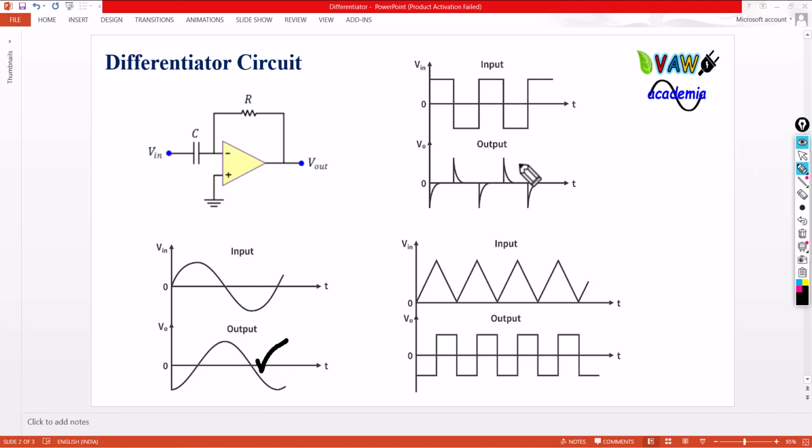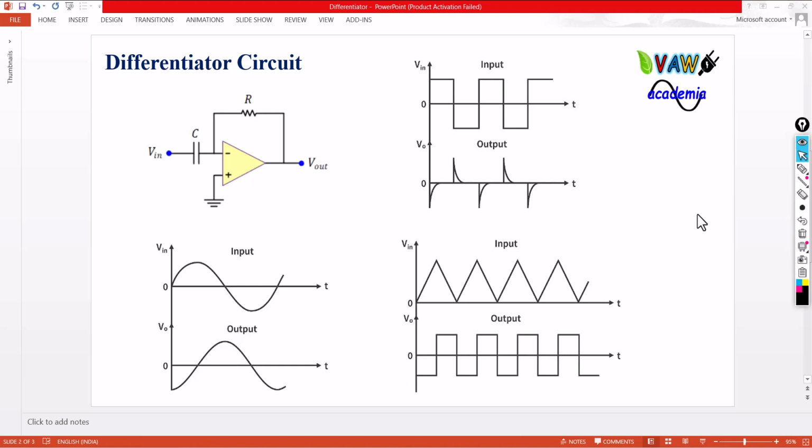If you differentiate a square waveform, it will give you pulses like this. Similarly, if you differentiate a triangular waveform, it will give you a square waveform. So this is what we are going to discuss today with the help of Matlab. The elements I am going to use in Matlab belong to Simscape physical systems.